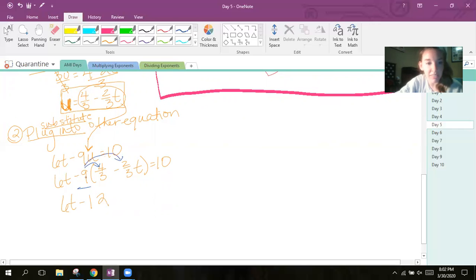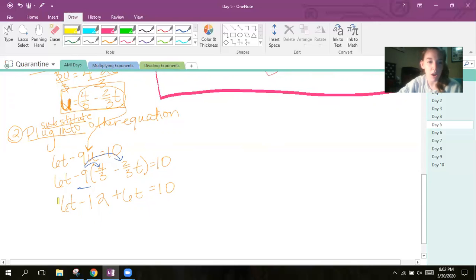And then I have a negative 9 times a negative 2/3 t. Okay, so again, negative 9 times negative 2/3. Okay, since it's a negative times a negative, it's going to give me a positive 6t equals 10. Okay, so don't be intimidated by the fractions at first, because look, they came out into whole numbers in the end. Okay, now just like last time, we are going to combine our like terms.